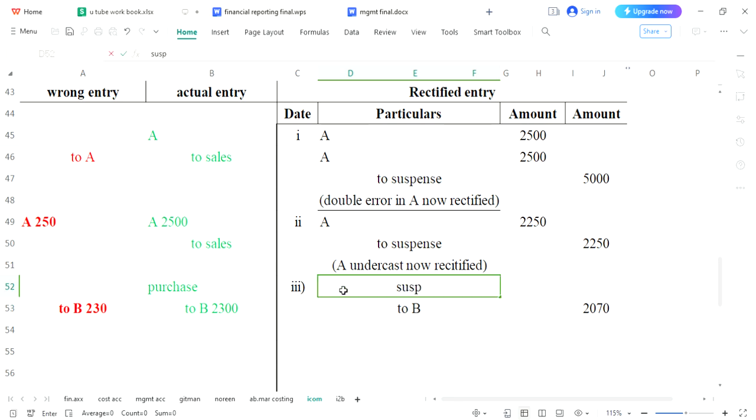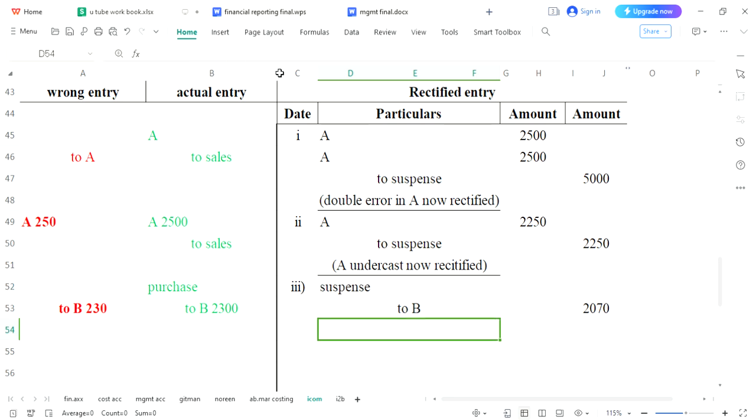Nothing is left to be written over here. Instead of that, we will write suspense account. So guys, in this way, our third entry has been completed and we will say undercast in B, now rectified. Now we will see our next entry. Three entries are completed.